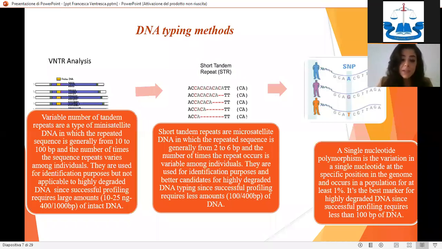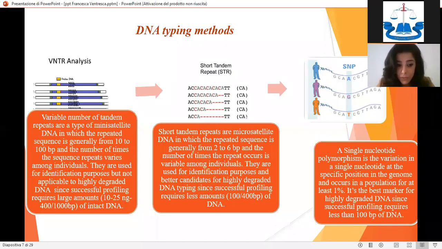DNA typing was first described in 1985 by Alec Jeffreys. He found that certain regions of DNA contained sequences that were repeated over and over again next to each other. He also discovered that the number of repeated sequences present in a sample could differ from individual to individual. These DNA repeat regions became known as variable number of tandem repeats. These are a type of minisatellite DNA in which the repeated sequence is generally from 10 to 100 base pairs, and the number of times the sequence repeats varies among individuals.